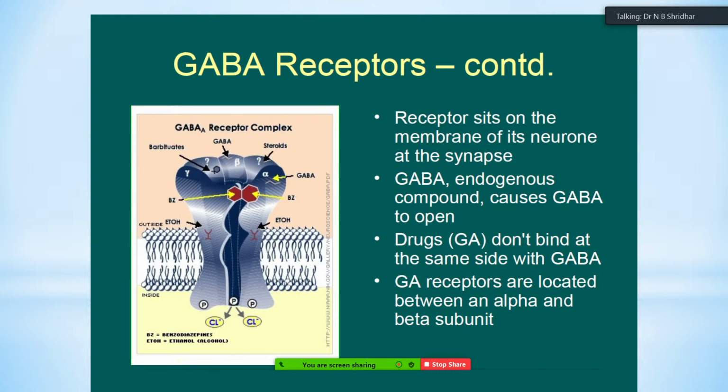So you can see the structure of the GABA receptor. It is a different structure than that of the earlier receptors. It has varieties of receptor sites on the membrane, as far as neurons at the synapse are concerned. So GABA is an endogenous compound that causes GABA A to open. Gamma amino butyric acid is a neurotransmitter. It is going to cause the channel to open. Whereas the general anesthetics don't bind at the same site as GABA.